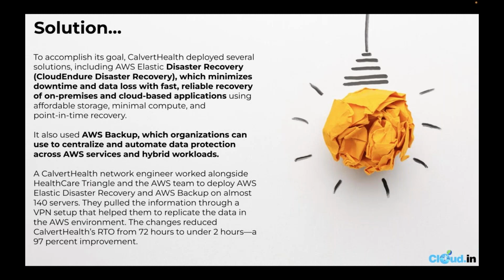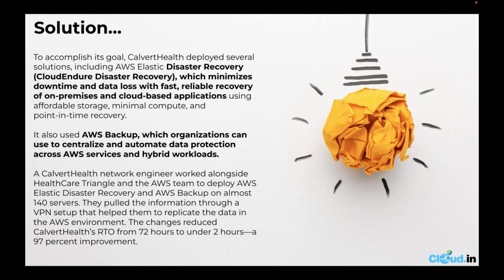They also used the AWS Backup service, which organizations can use to centralize and automate the data protection across AWS services and hybrid workloads. As I explained before, AWS Backup is a very good option when you want a centralized backup for your whole data. So you can centrally manage your whole backup, may it be a very huge backup of TB or petabyte config.